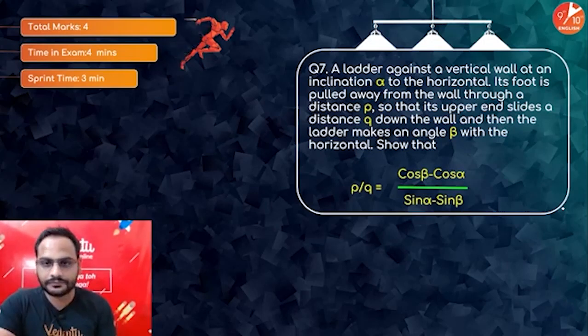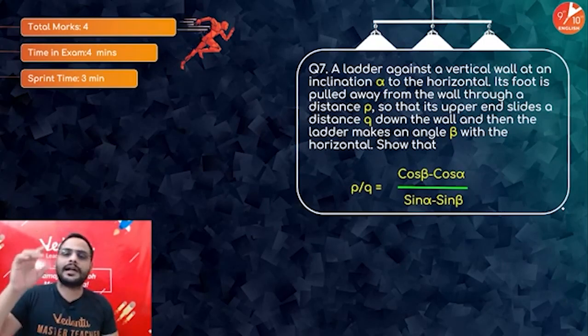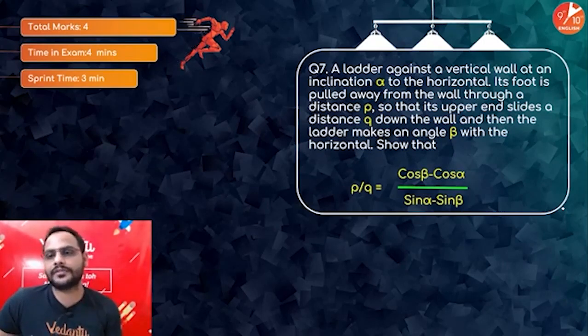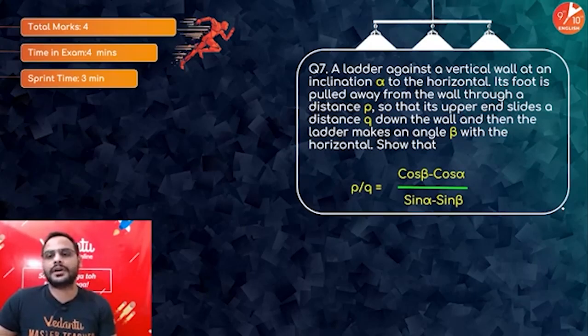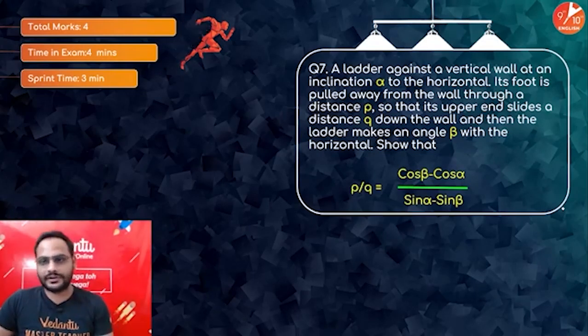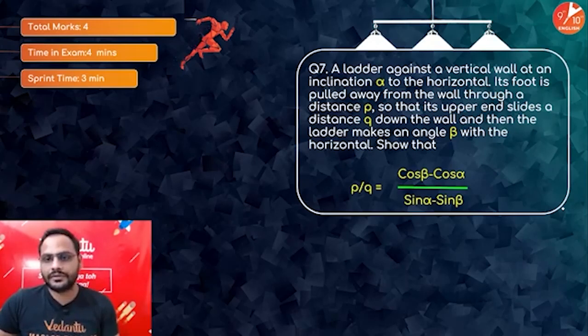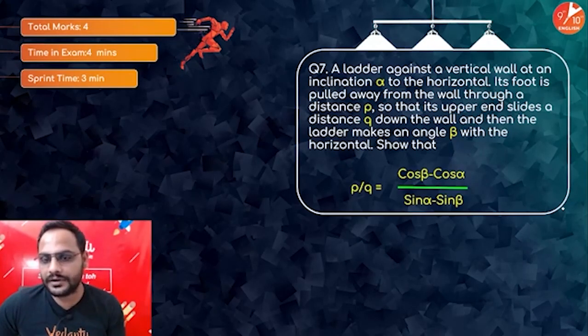Okay. So here what it is saying, a ladder against a vertical wall at an inclination alpha to the horizontal. So angle of elevation is alpha for that ladder. Its foot is pulled away from the wall through a distance small p, so that its upper end slides a distance q down the wall. Then the ladder makes an angle beta with the horizontal.